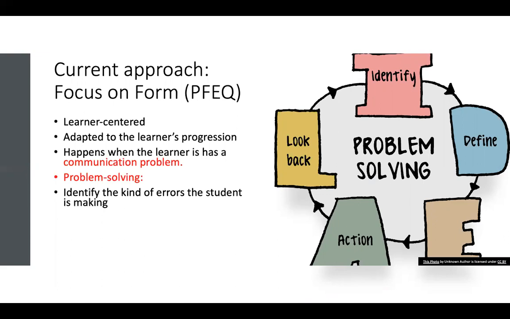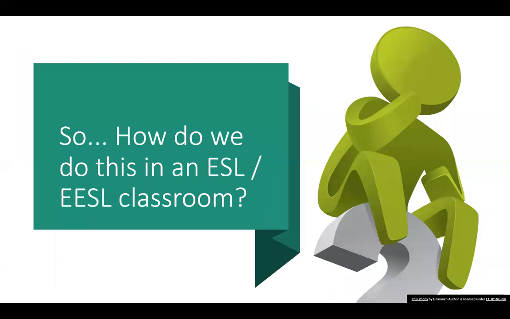It's also why this approach is more learner-centered than previous approaches, and why it's adapted to the learner's progression and not determined by the teacher. One helpful way to think of it might be as a problem-solving approach, where the student tries to communicate, the student makes a mistake, the teacher helps the student see the mistake, the teacher helps the student learn the correct form, the student practices the correct form, and then the student focuses on using the correct form in future speech or writing.